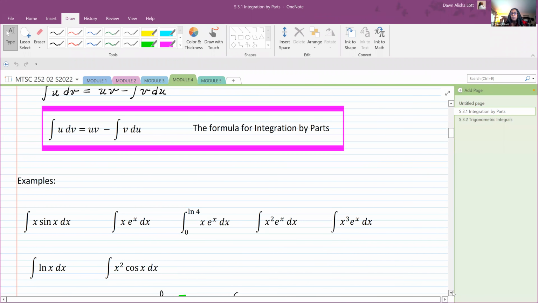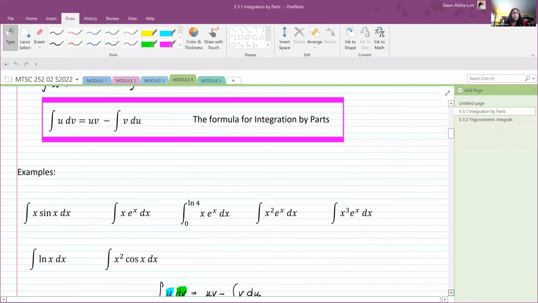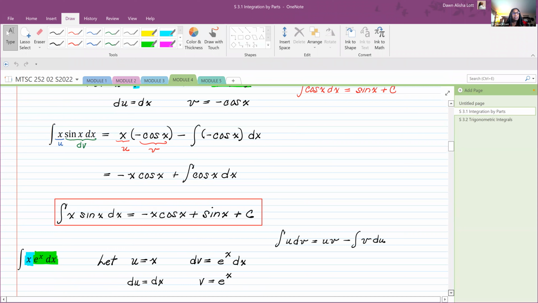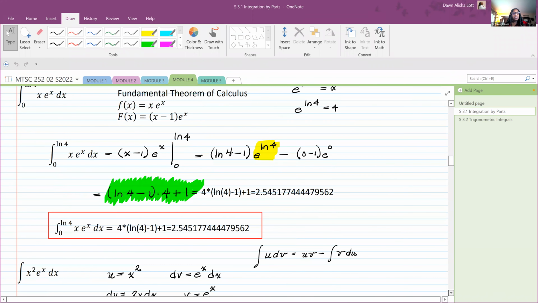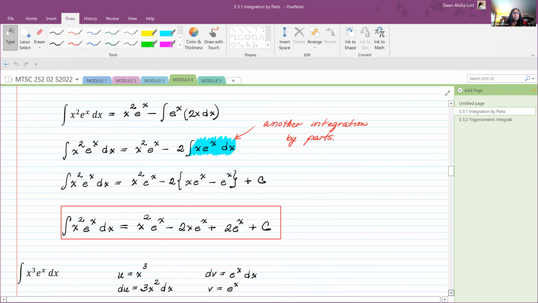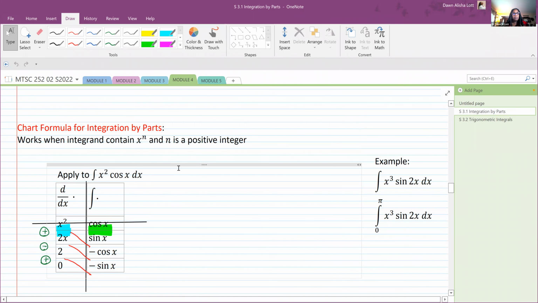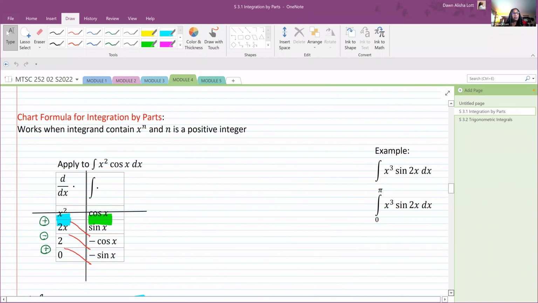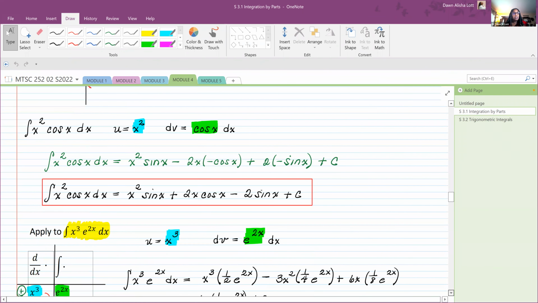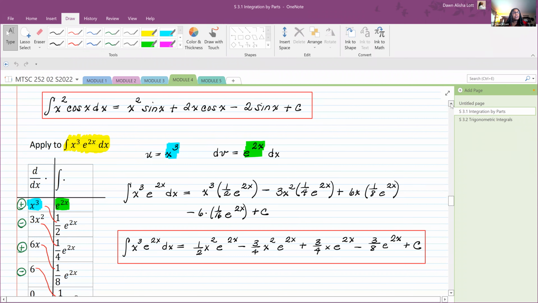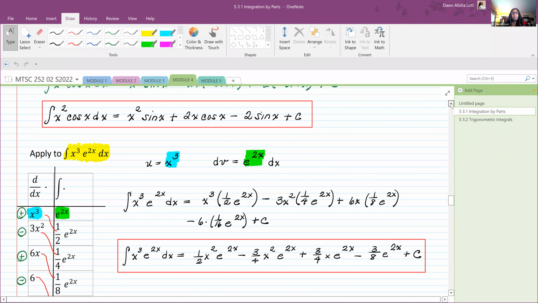So we had gone through some of these, and I think we got to using our formula. We said that when we had x to the n in the integration, we could use our table. And so the last problem that we got to was this one, where we used the table on x cubed e to the 2x.